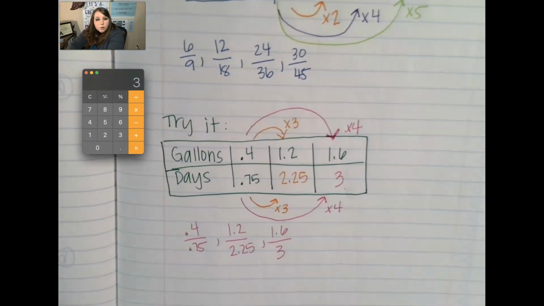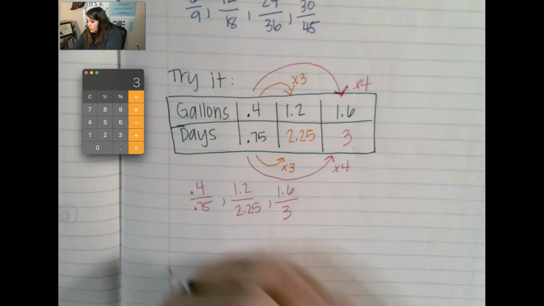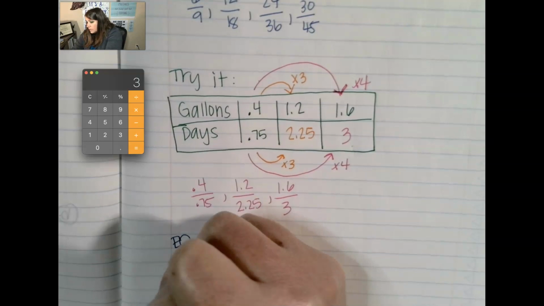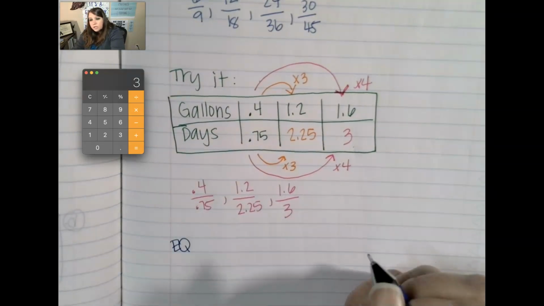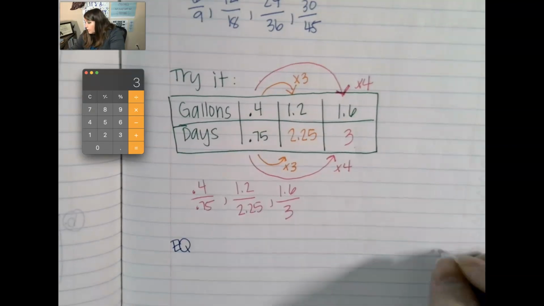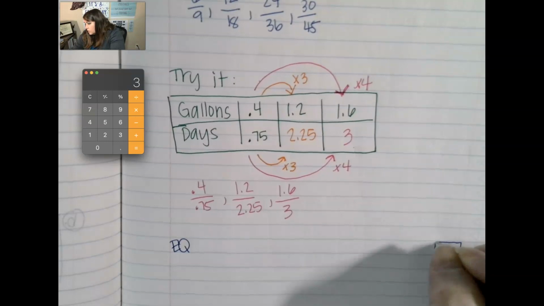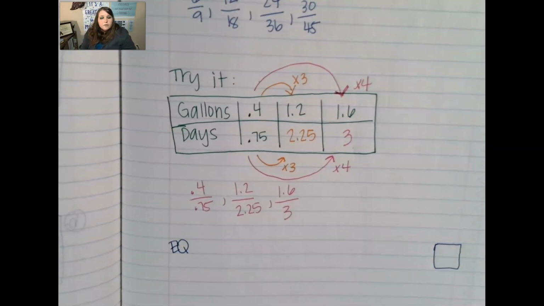How did you do on this try it? Go ahead now and answer your essential question. How do we use a ratio table to find equivalent ratios? And then put your level of understanding out to the side. Where are you at with your understanding? When you are finished, you can come on back to the Google Meet and ask for help, or you can go on and do your practice work.